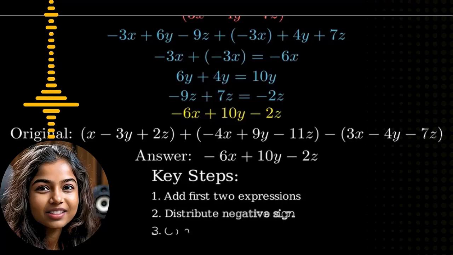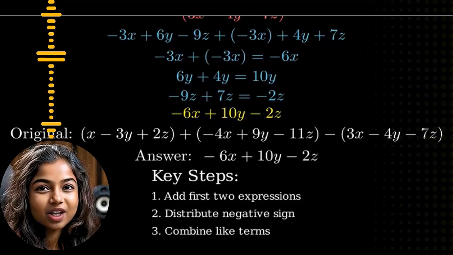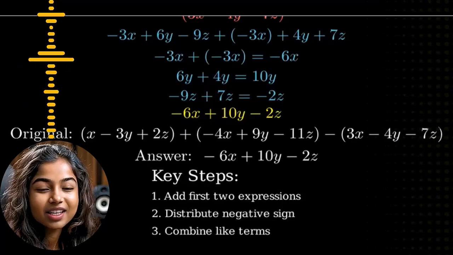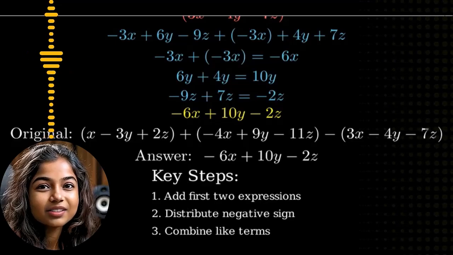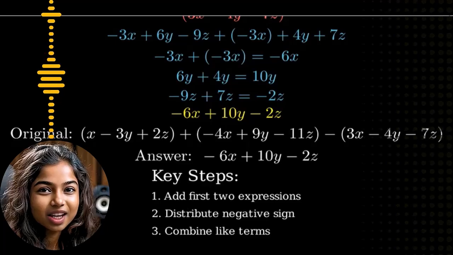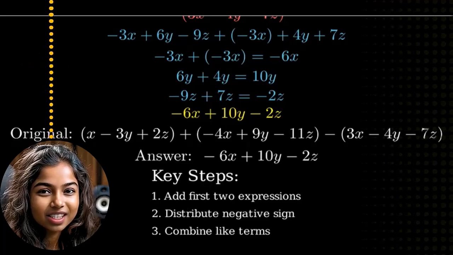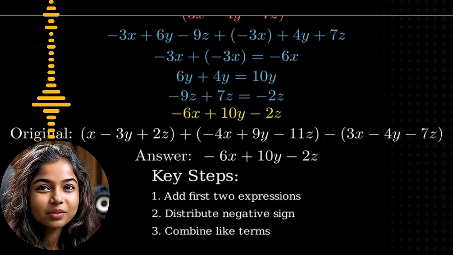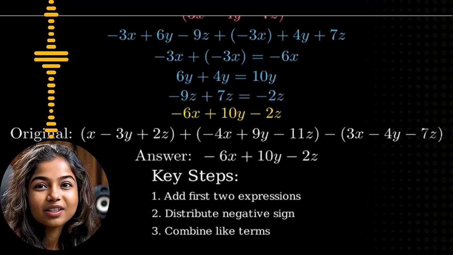Let's review the key steps we used to solve this problem. First, we added the first two expressions by combining like terms. Then, we distributed the negative sign when subtracting the third expression. Finally, we combined like terms one more time to get our answer. Remember, when working with algebraic expressions, always keep track of your signs and combine like terms carefully.